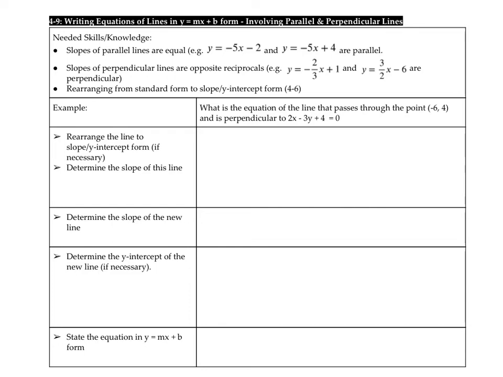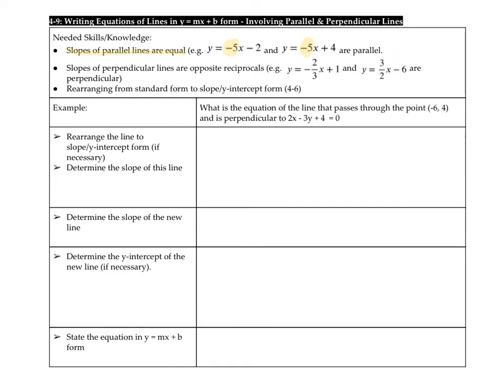We're now going to look at writing the equations of lines that involve parallel and perpendicular lines. One thing I want to remind you of is that slopes of parallel lines are equal. You get the slope by looking, when it's in y equals mx plus b, at the coefficient of x. So for parallel lines, the slopes are equal. This line has a slope of -5, this line has a slope of -5, so those lines are parallel.